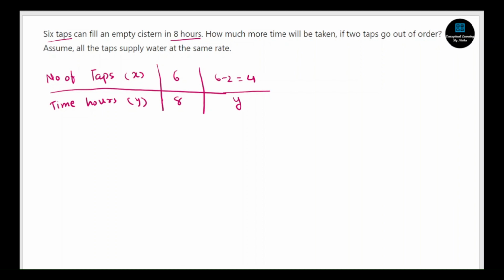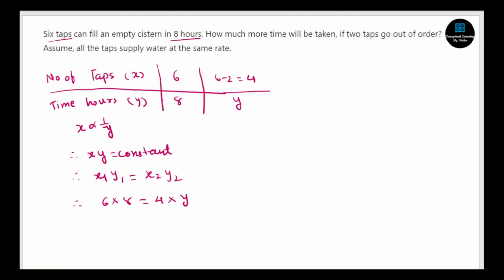Alright, very simple. So what I can say, x is inversely proportional to y. Therefore, xy equals a constant. And x1 y1 equals x2 y2. Now substitute the values and you can find the answer. So 6 into 8 equals 4 into y. To find the value of y, divide both sides by 4. So 6 into 8 upon 4 equals 12 hours. So y equals 12 hours.